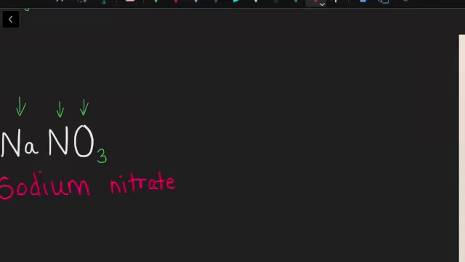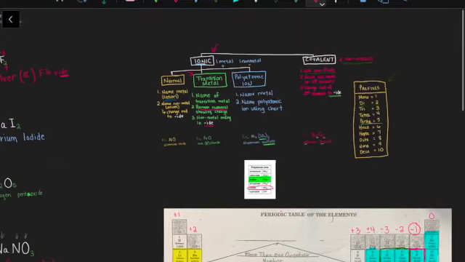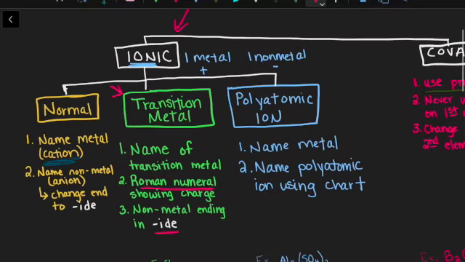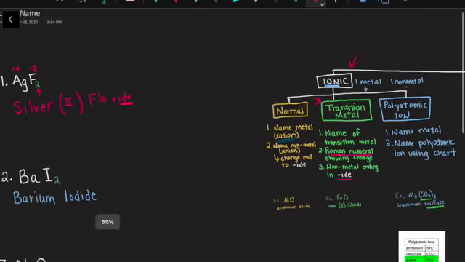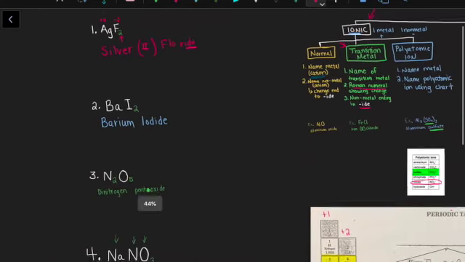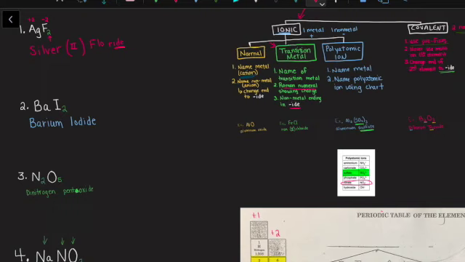Okay, I'm telling you, as long as you recognize what type of bond it is, and then can distinguish between normal ionic bonds, transition metals, and polyatomic ions, you will have absolutely no problems with this. Okay, please let me know if you have any questions. This is very, very important for your chemistry career. If you plan on taking another chemistry class ever, you've got to be really good at this.